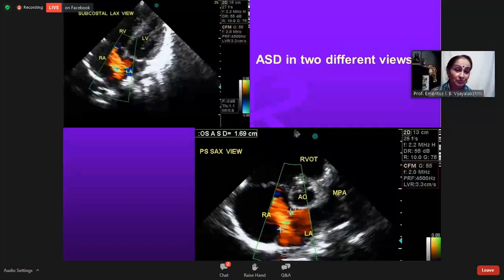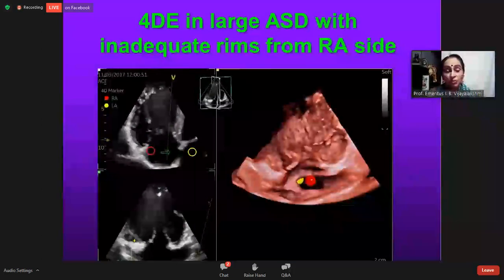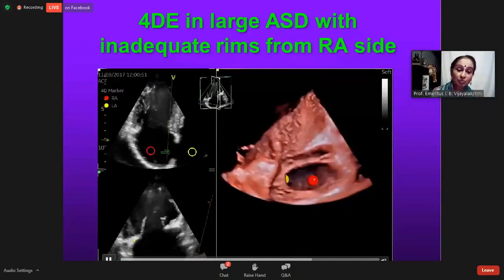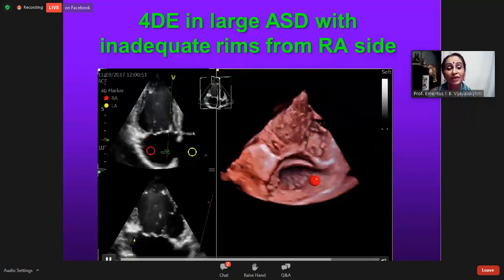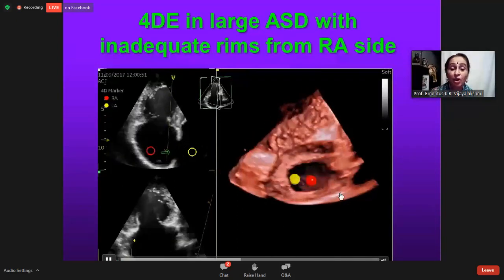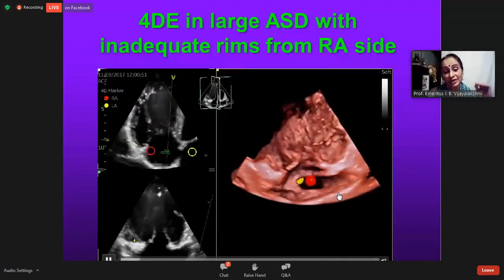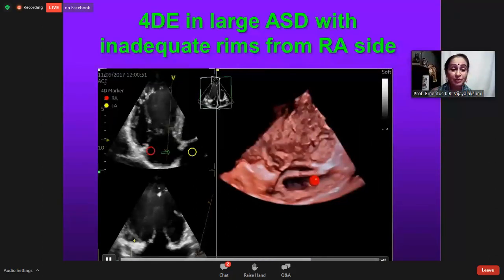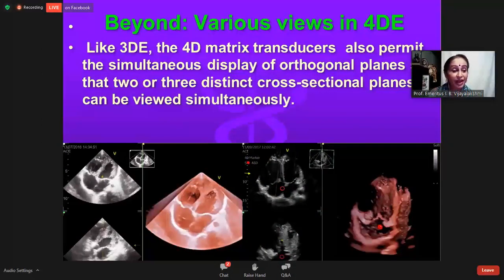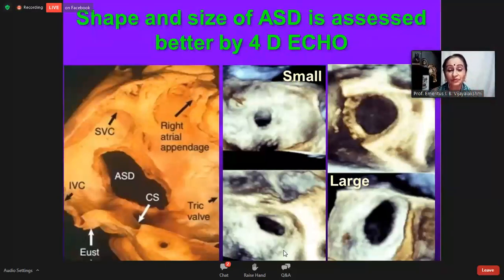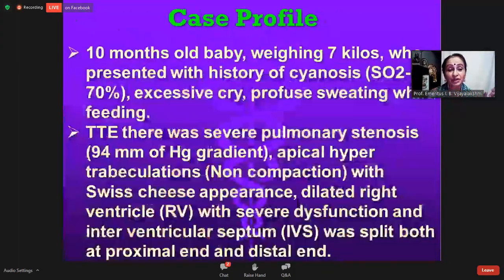So for ASD, we were wondering how to measure the rims, but now we have to see whether the size is all right or not. In the 4D echo, we can see from the RA side as well as from the LA side, and not only that, we can also make out the shape of it, the size of it, and whether it is small or large, because many times after putting even the large device, there may be a portion of it where there is a residual shunt because of the shape of it.